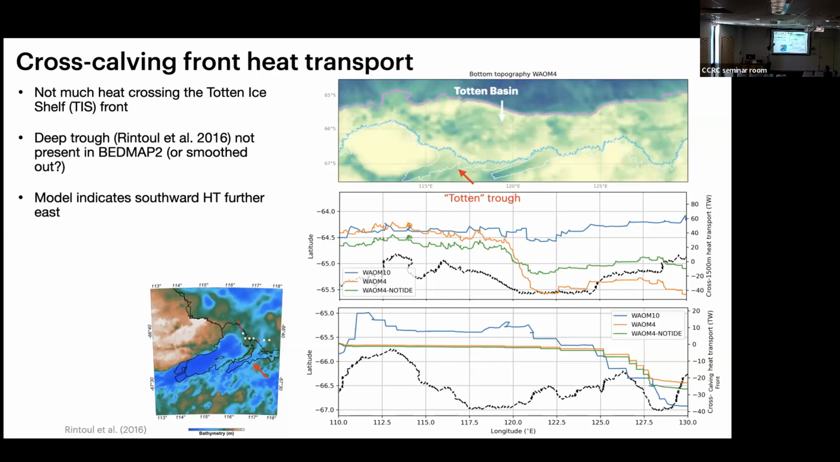But what you can see from the model is that there is southward heat transport across our calving front, actually further east. So you can see east of 120, we start seeing all these jumps here in all 3 different resolutions.